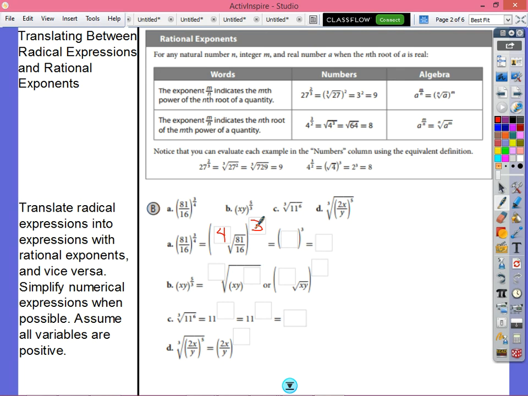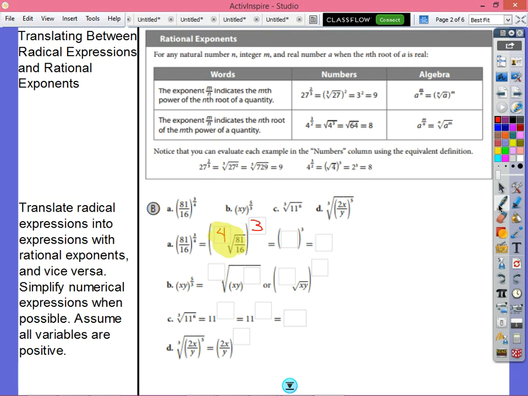Now, in order to simplify, the next step is to do just the part inside of the parentheses: the 4th root of 81 over 16. The 4th root doesn't have a special name like square root or cube root. At that point, you just say the 4th root, or the next one would be the 5th root.